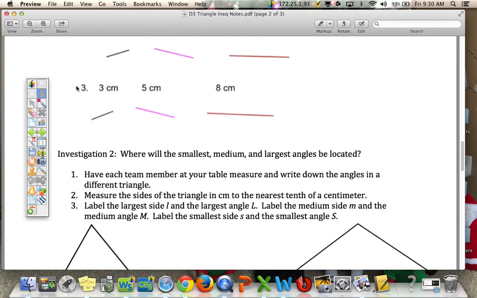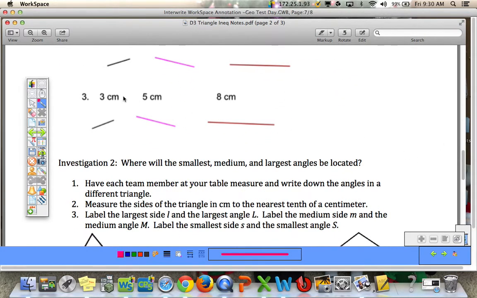The next one's 3, 5, and 8. 3 plus 5 is 8. So again, this would just be a little too short to make your triangle, so this would not work. So again, the sum of the two smaller pieces has to be bigger than the biggest piece, or otherwise it will not make a triangle.